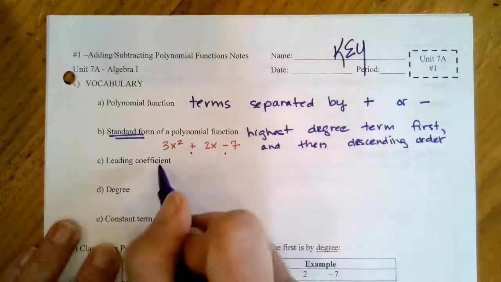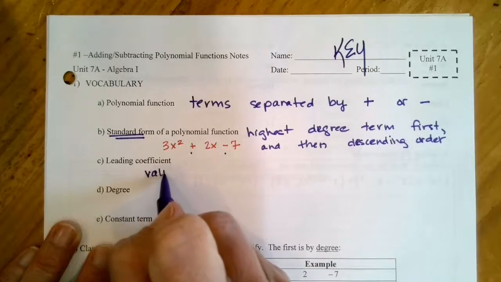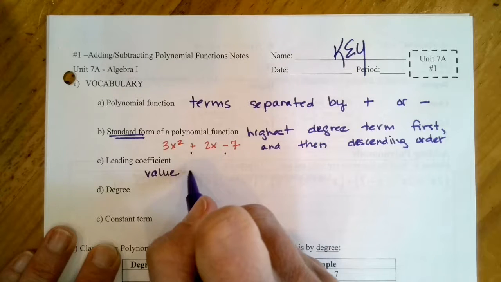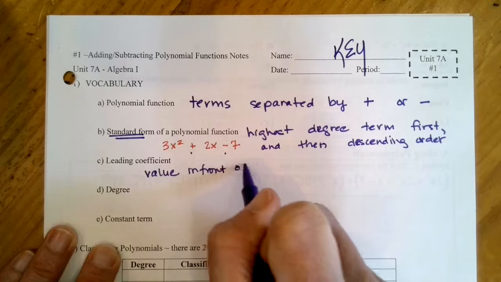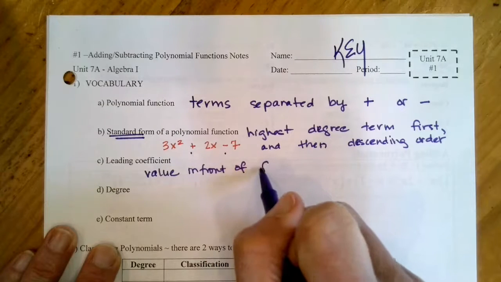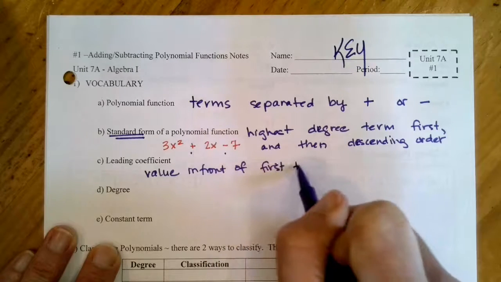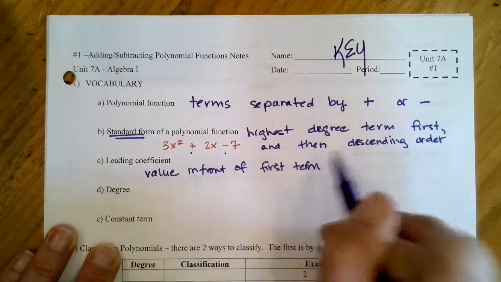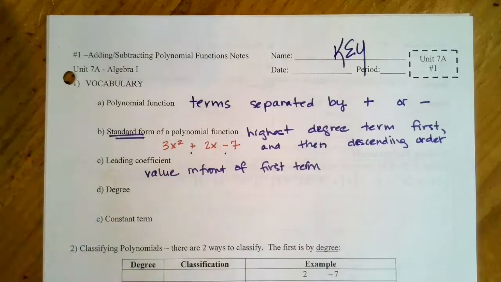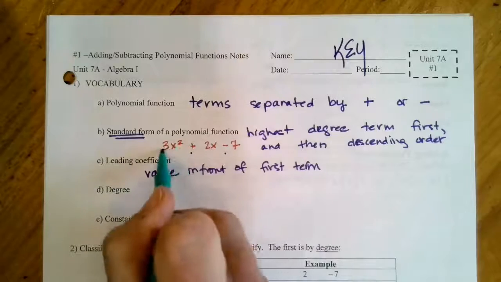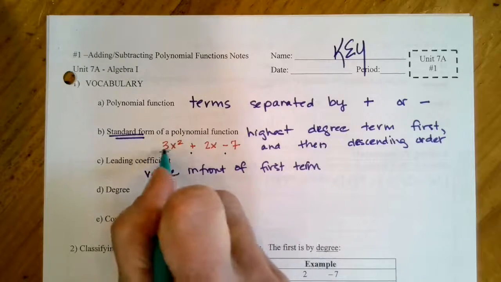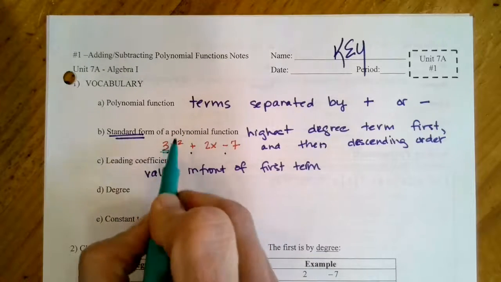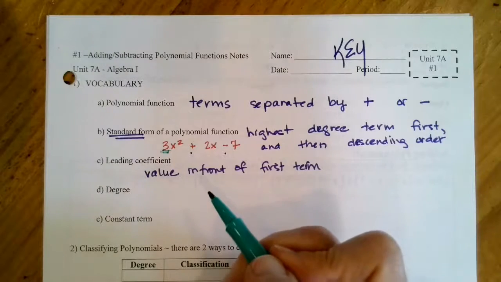Okay. So our leading coefficient is the value in front of the first term. So in this case, it's going to be our 3. Our 3 is going to be our leading coefficient. Remember, coefficient answers the question, how many? So how many x squareds do I have? I have 3 of them.